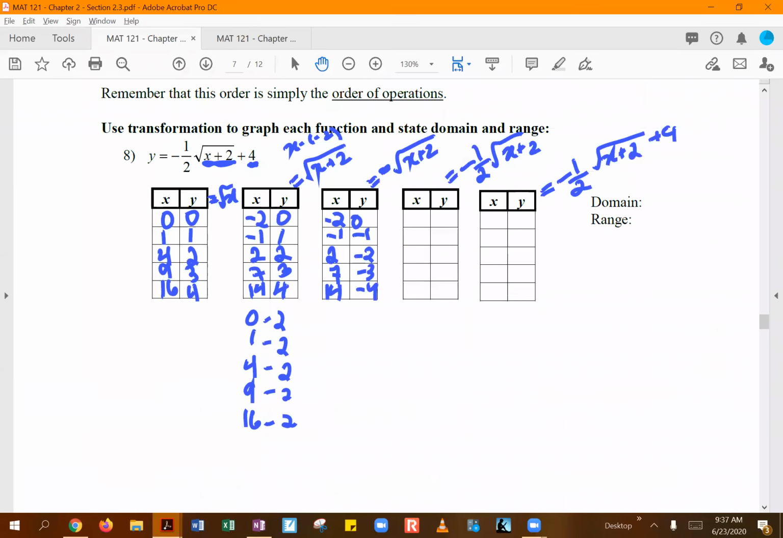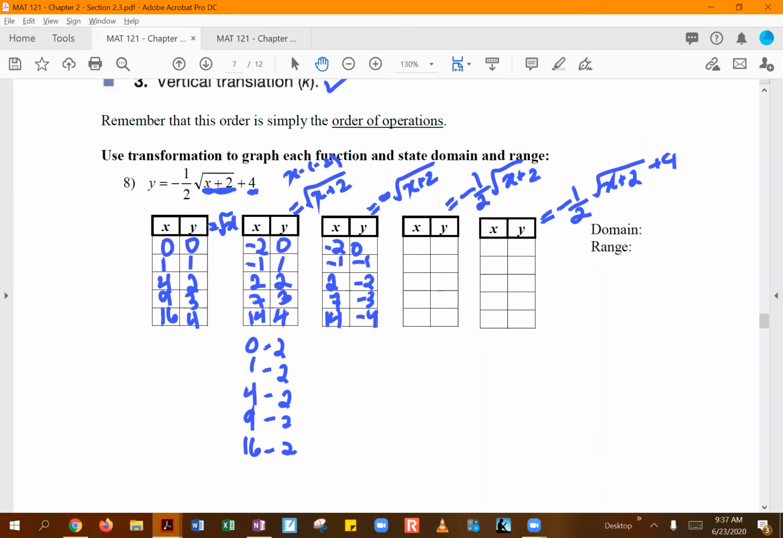Now this is where the shrinking is going to happen, because now we have to multiply by that 1/2 in front of our square root of x plus 2. So again, we're keeping the same x values here. We're not changing them. So keeping it at -2, -1, 2, 7, and 14. But now your y values are going to change, because each of these y values that you have here in table 3, you need to multiply them with that 1/2 to make that shrinking happen.